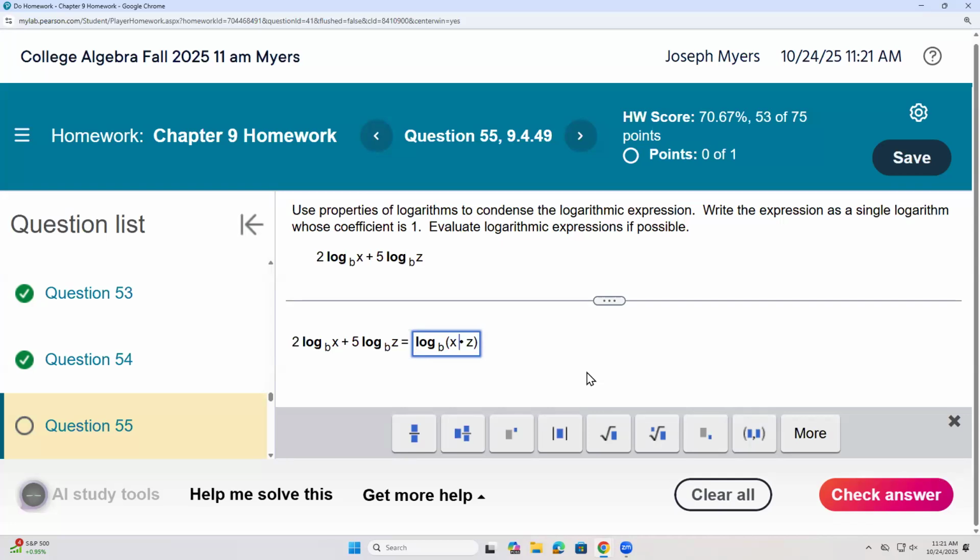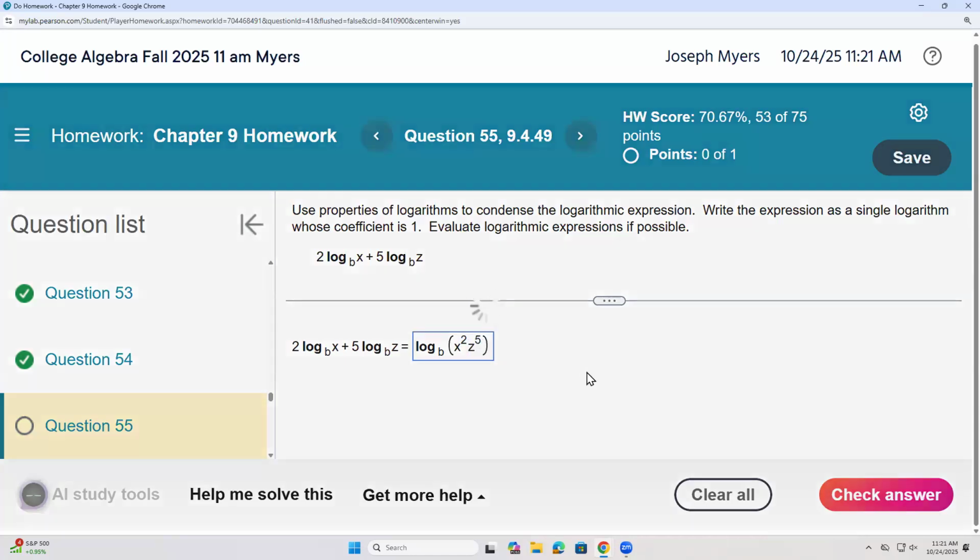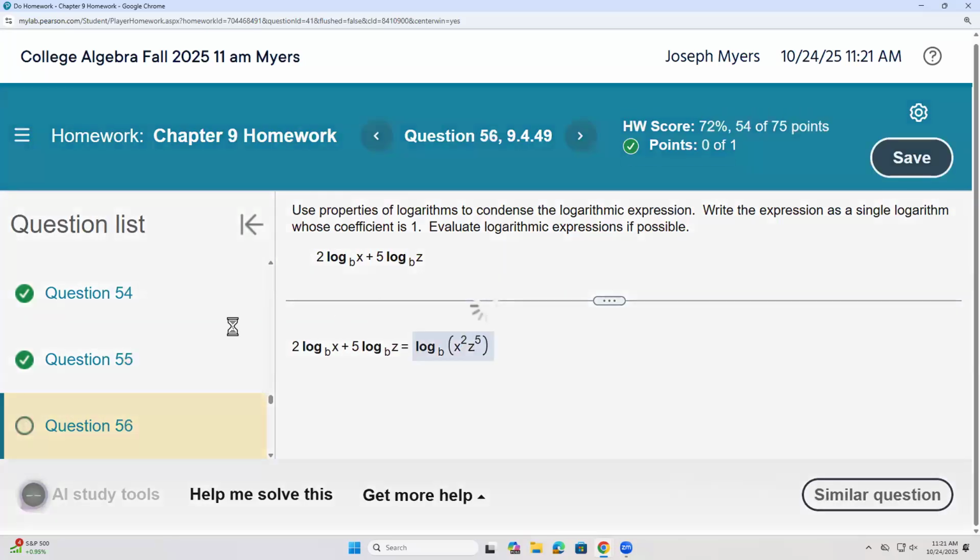What number is in front of the log of x? 2. What power does the z have? 5. And we don't really need that dot because we're like big kids now. So it's just x squared times z to the 5th. There we go. Perfect. Okay, next question.